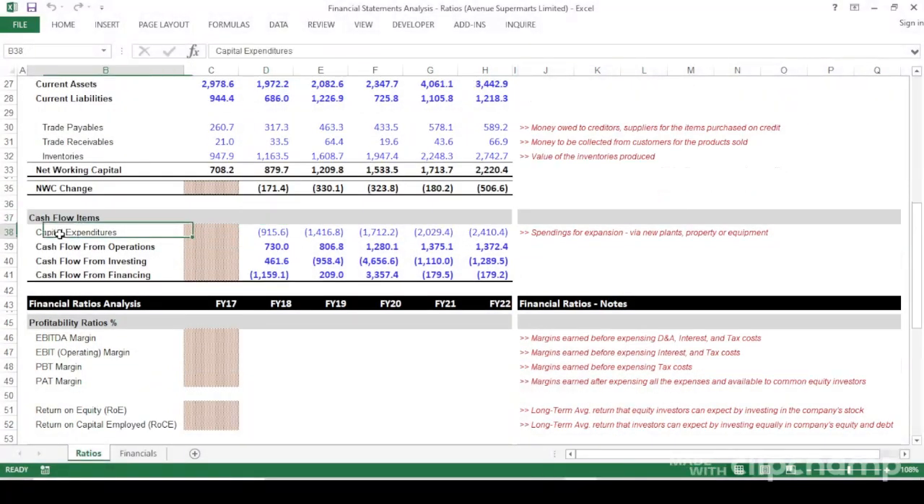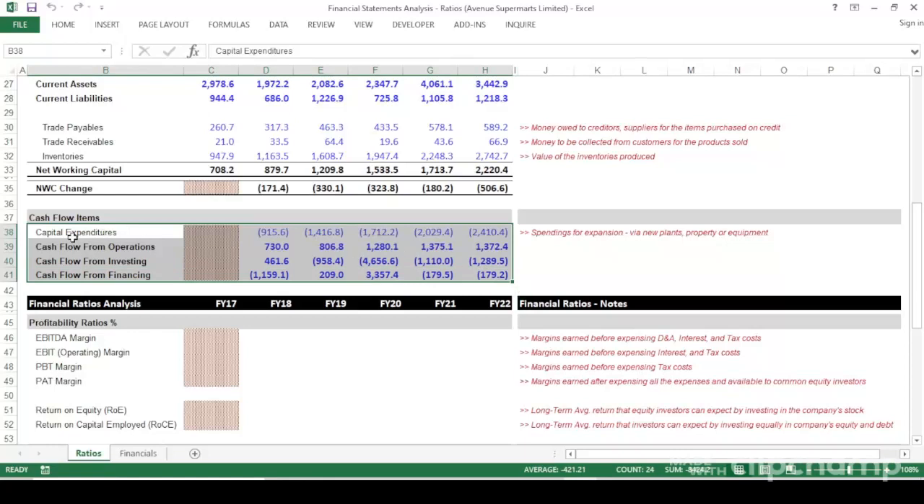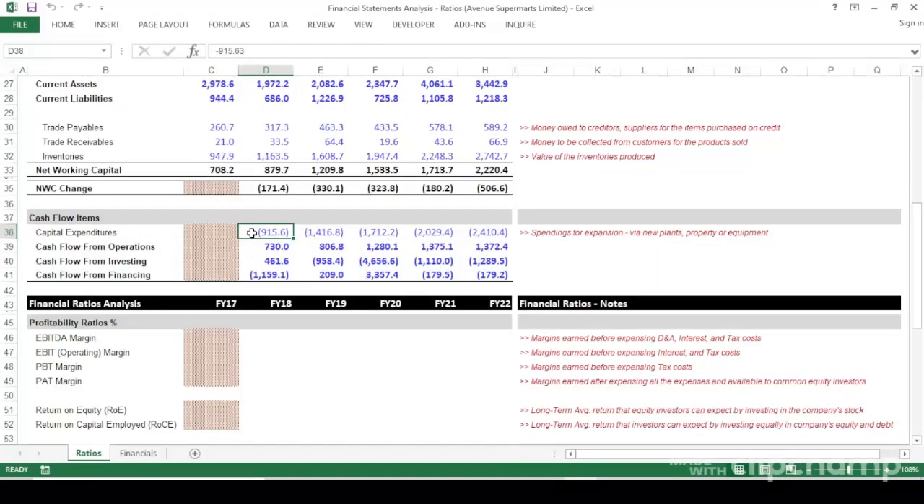So I have also added certain line items for the cash flow statement. We have the capital expenditures. So capital expenditure is basically what the company spends for the expansion purposes. We usually call capital expenditures as capex. So this is a jargon that is used in the financial domain. Then you have the cash flow from operations, from investing, and from financing. So I've taken all these here.